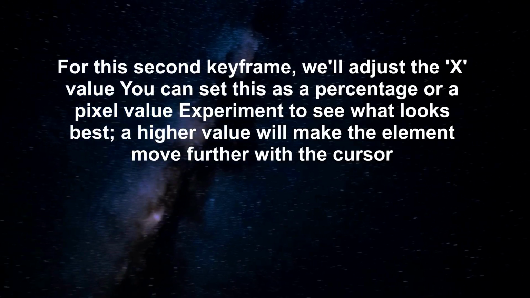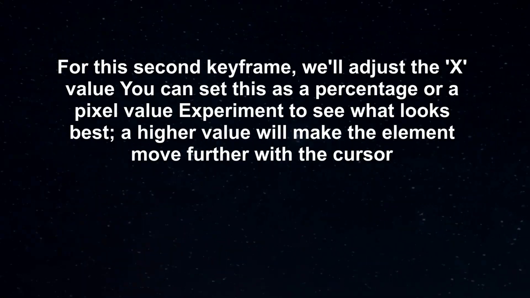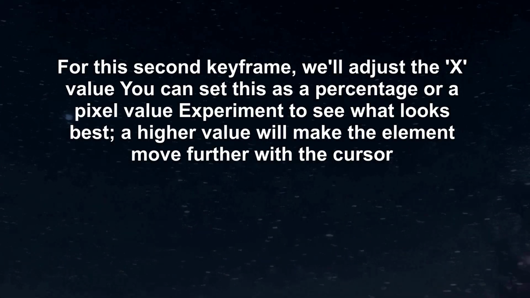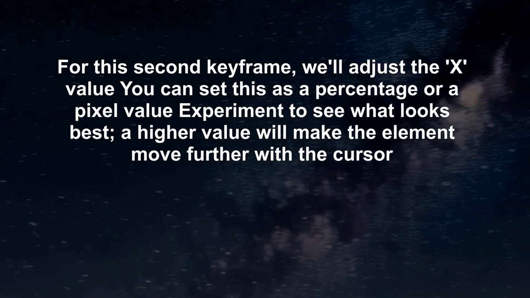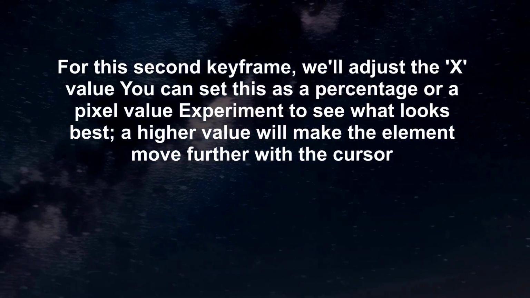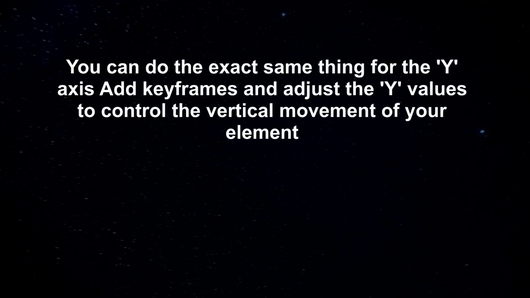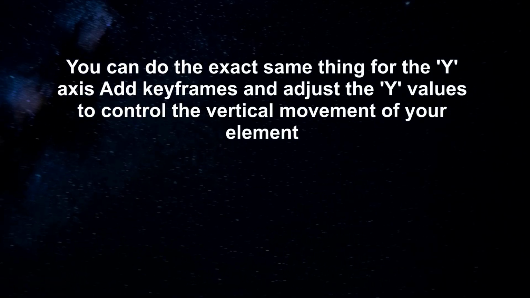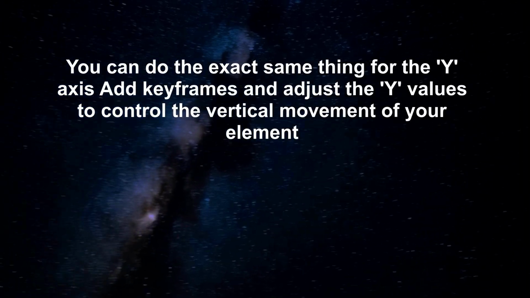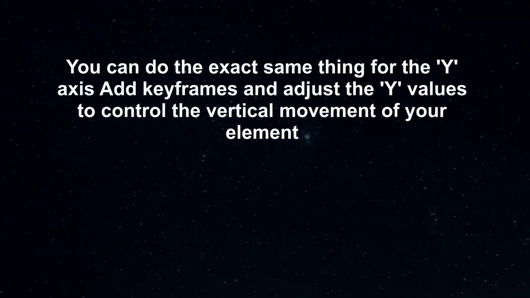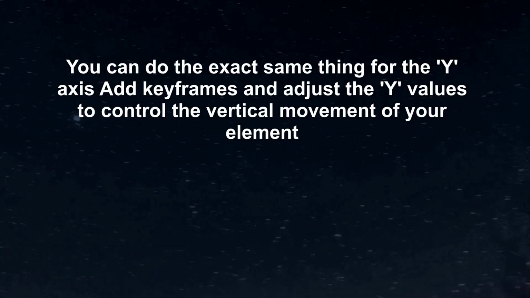For this second keyframe, we'll adjust the X value. You can set this as a percentage or a pixel value. Experiment to see what looks best. A higher value will make the element move further with the cursor. You can do the exact same thing for the Y-axis. Add keyframes and adjust the Y values to control the vertical movement of your element.